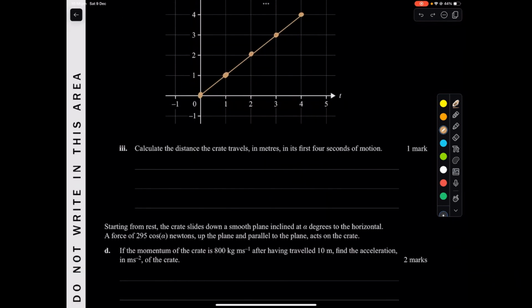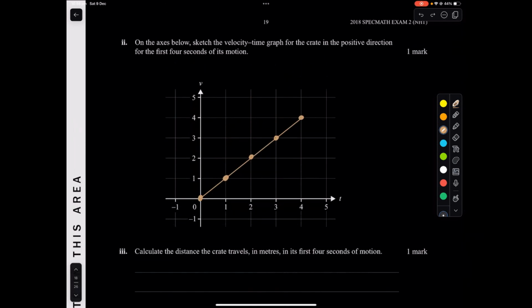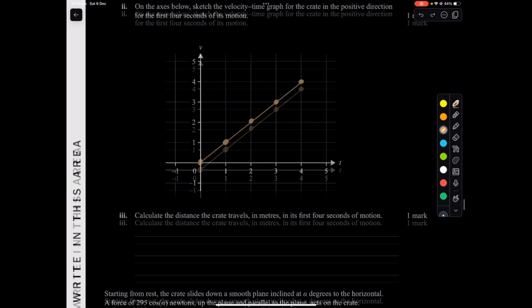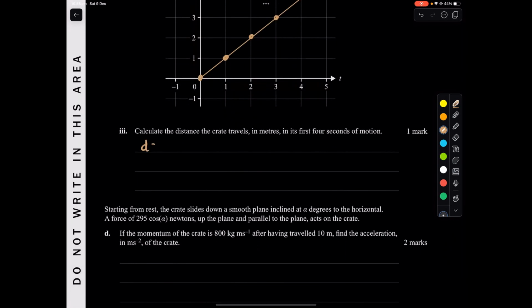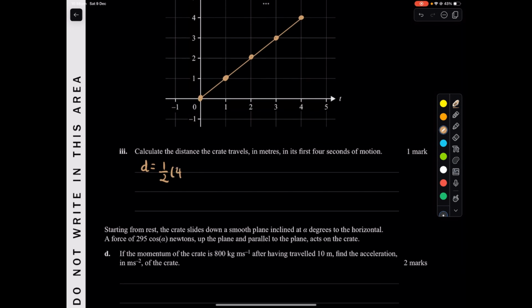Calculate the distance the crate travels in meters for the first 4 seconds of its motion. If we have a velocity time graph, the area under the graph is the distance. So we just need to find this area. It's a triangle, so the distance is half the base times the height, and the height is 4, which is just 8 meters. That's it.